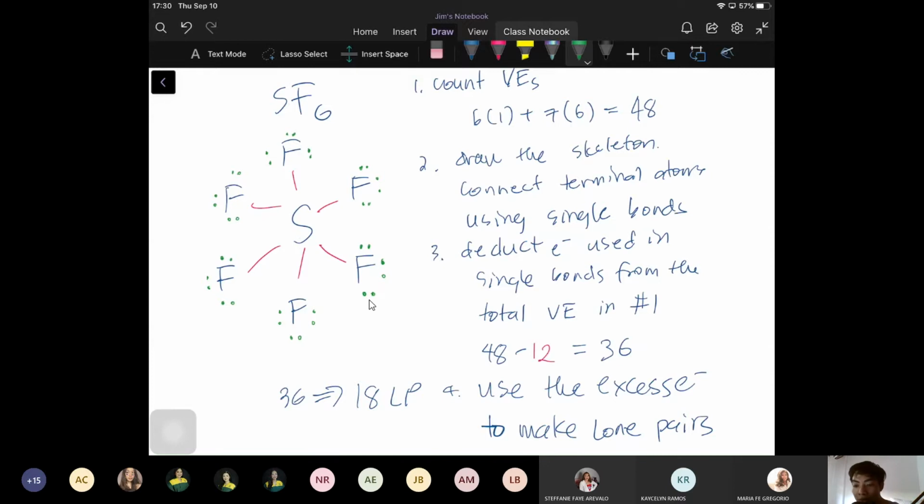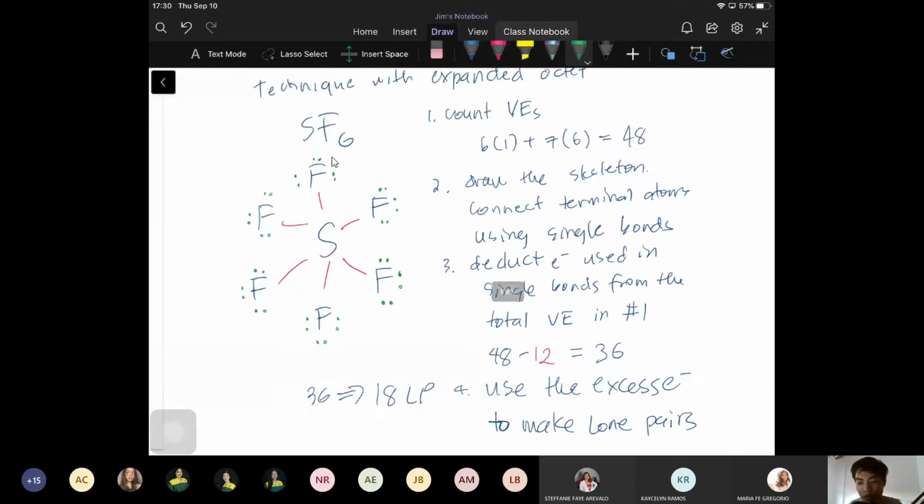So kapag may third period, di ba, sa energy level 3, anong orbitals meron? S, P, and D. So that means yung extra electrons dyan sa D orbital pumasok, hindi sa P. And that's okay, because that molecule exists. So wala na tayong choice doon.